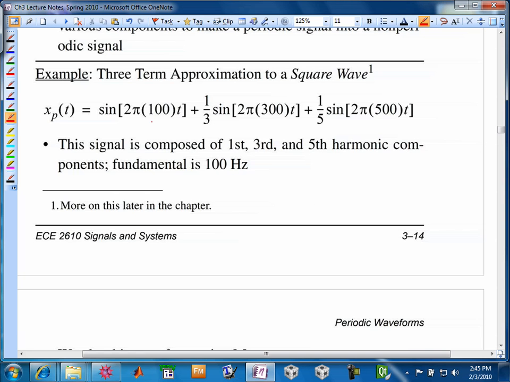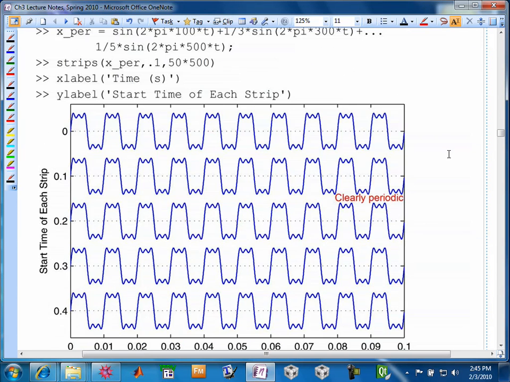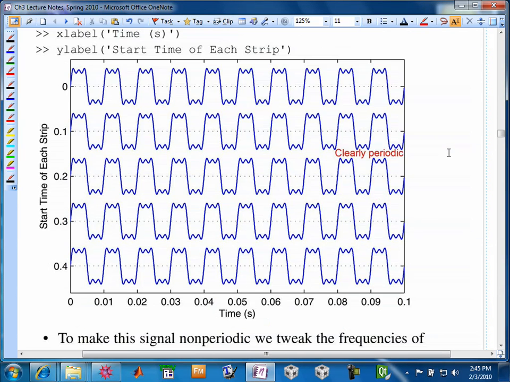I've got three sinusoids that I added up, one at 100, one at 300, and one at 500. Those are obviously harmonically related. They're first, third, and fifth harmonics. And the amplitudes go 1, 1/3, 1/5. EEs learn, after this class in particular, that that sort of a series, if you keep continuing it, forms what's called a square wave. Just three terms in that series expansion give us this wiggly-looking square wave.